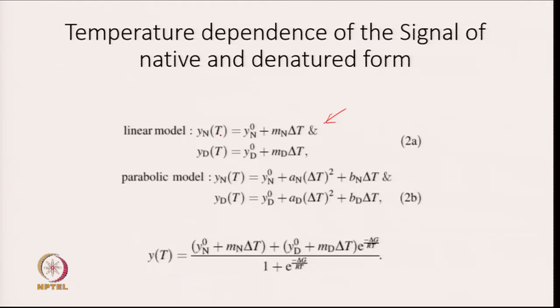Y n at a certain temperature is equal to y n naught plus m n delta t. If you put this in the equation, you get y n naught plus m n delta t plus y d naught plus m d delta t times exponential minus delta g by r t, over 1 plus exponential minus delta g by r t, and this is equal to y t. When you are doing nonlinear fitting, you must keep this in mind, and when you do that, you can get the values of the different thermodynamic parameters.